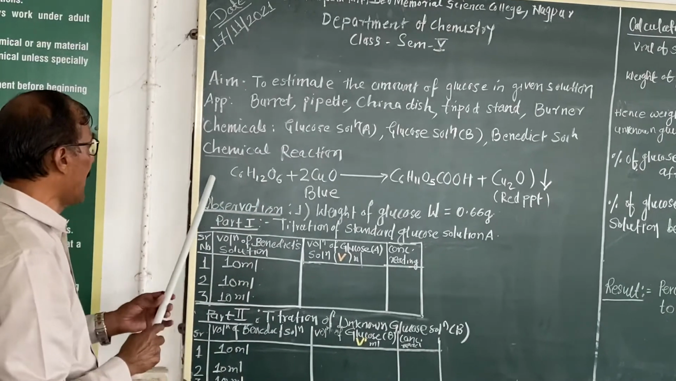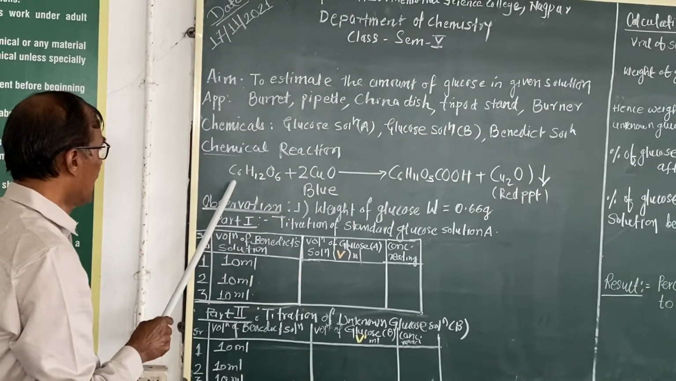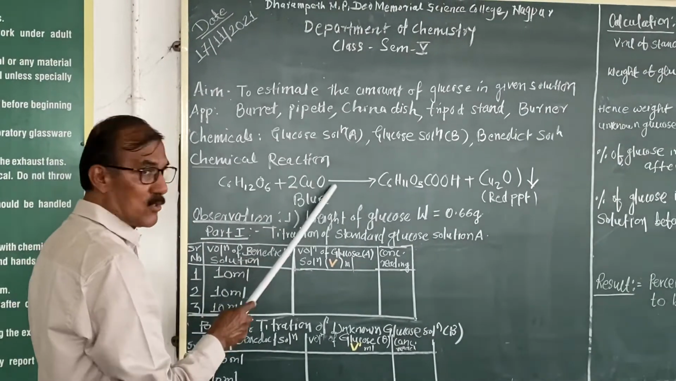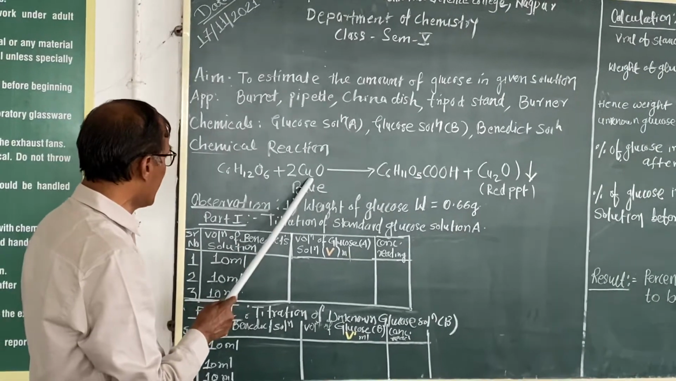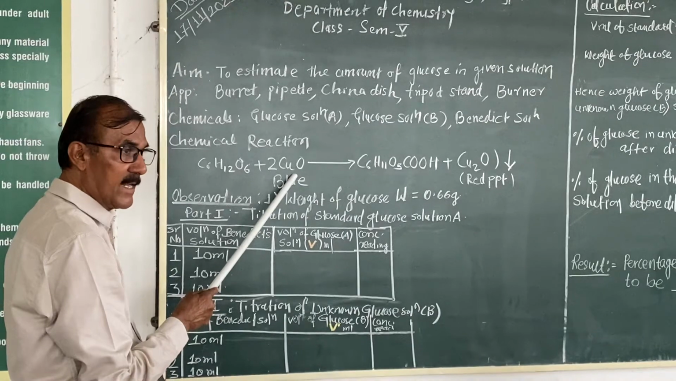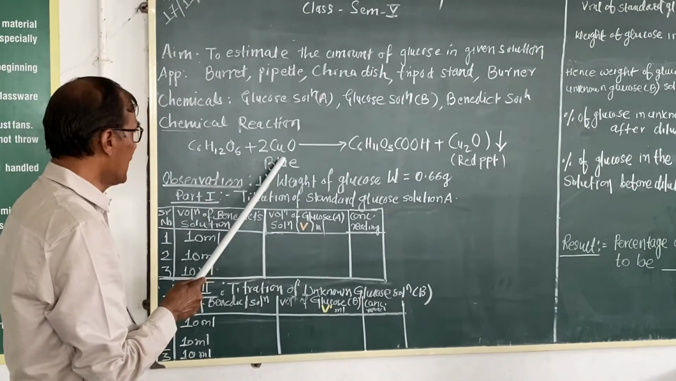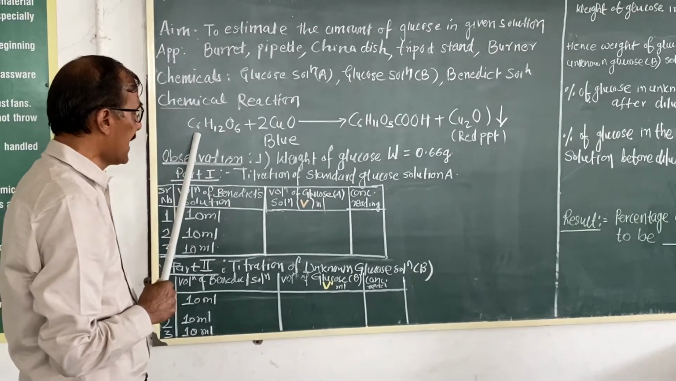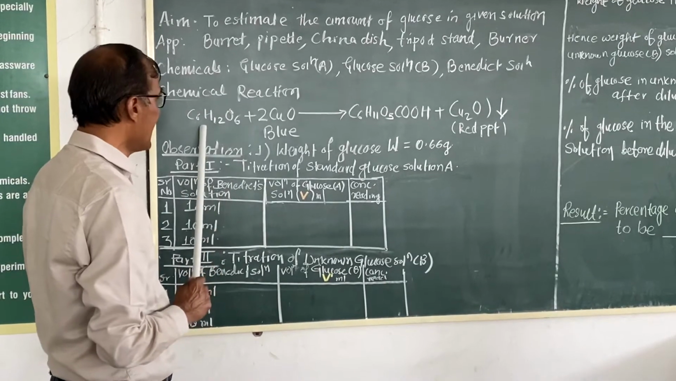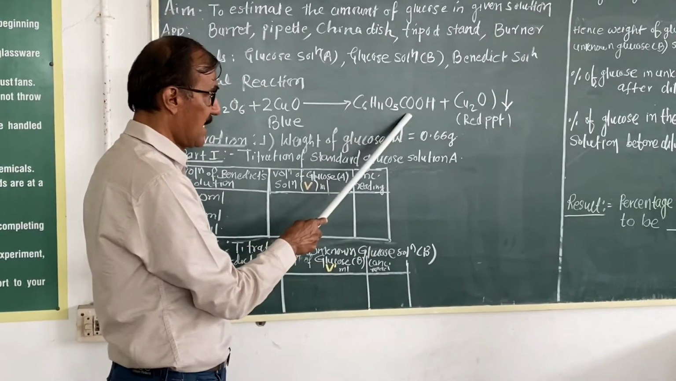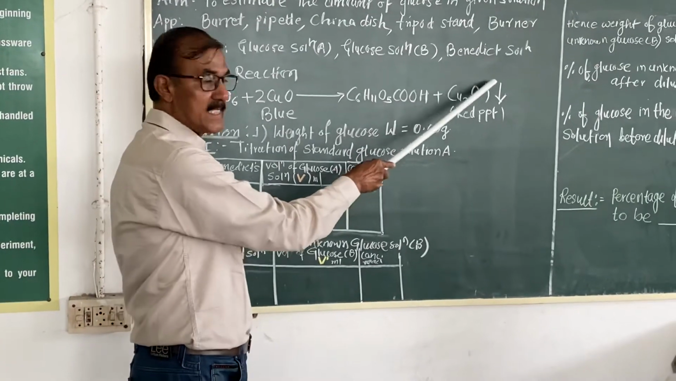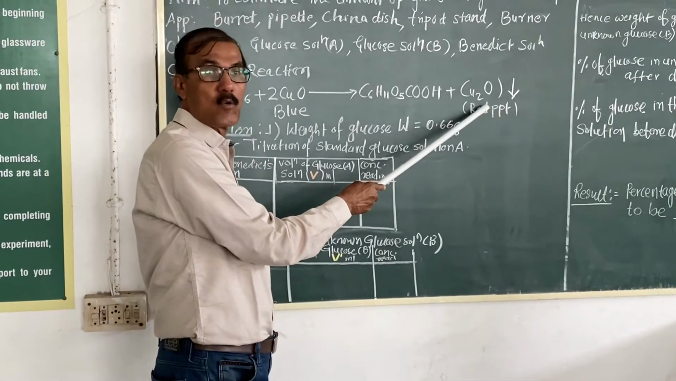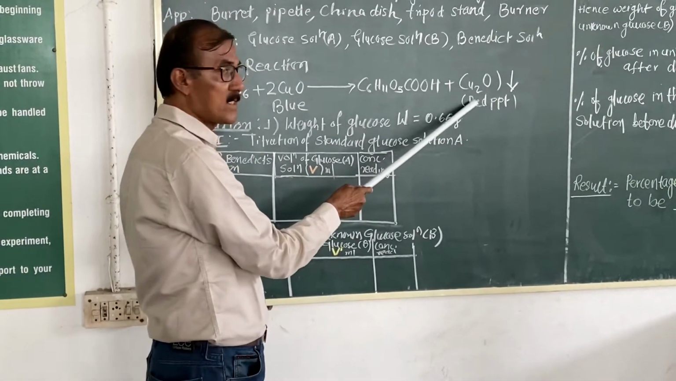Now the chemical reaction that occurs in this experiment. We take the glucose here, and this is a Benedict solution. When Benedict solution is heated to boiling, and when you add a glucose solution from the burette, correspondingly this glucose is converted into gluconic acid and red PPT settles down. Red PPT settles down. This is the end point of the glucose, red PPT.